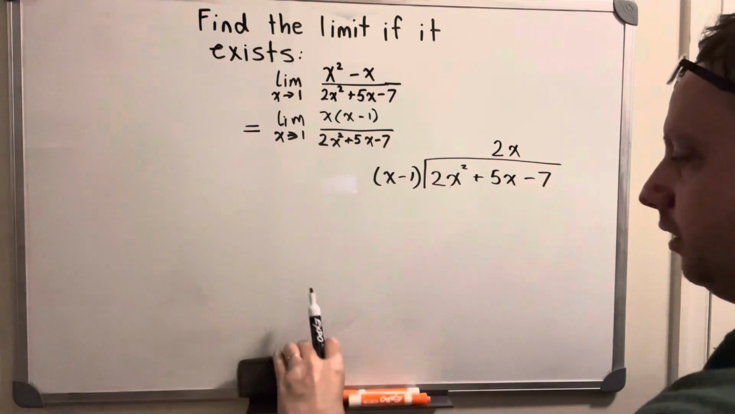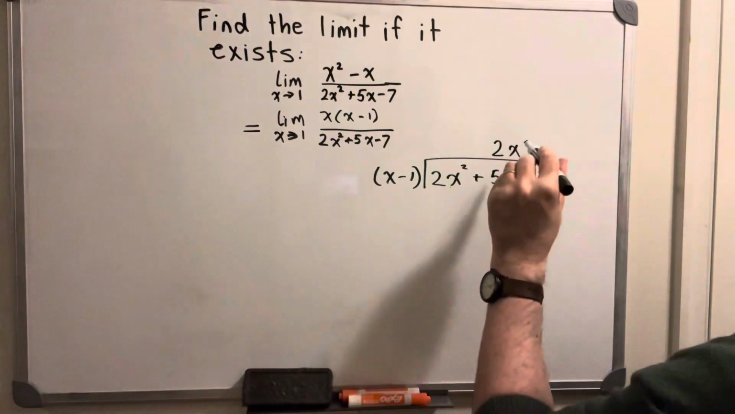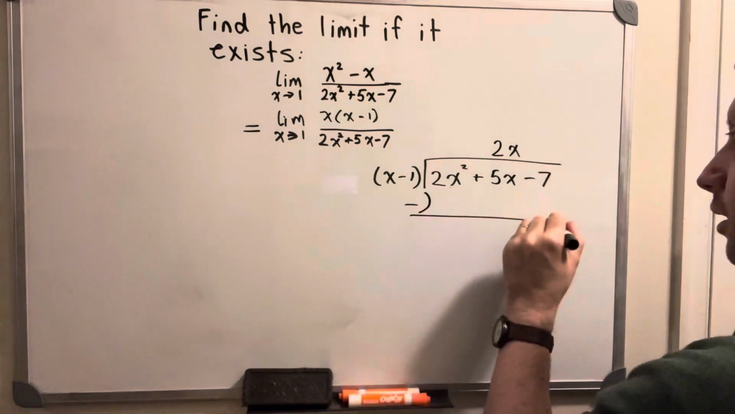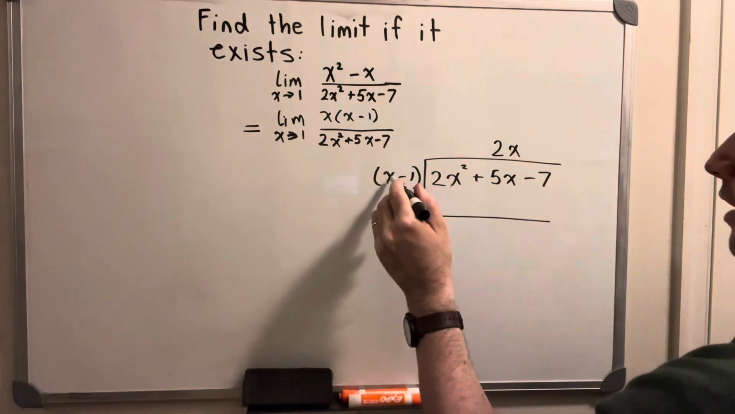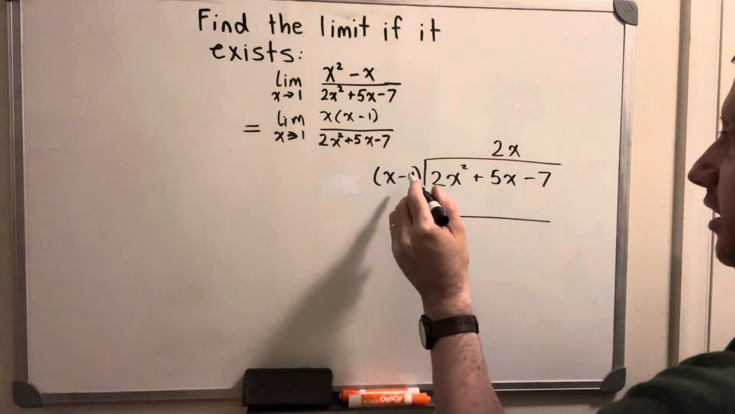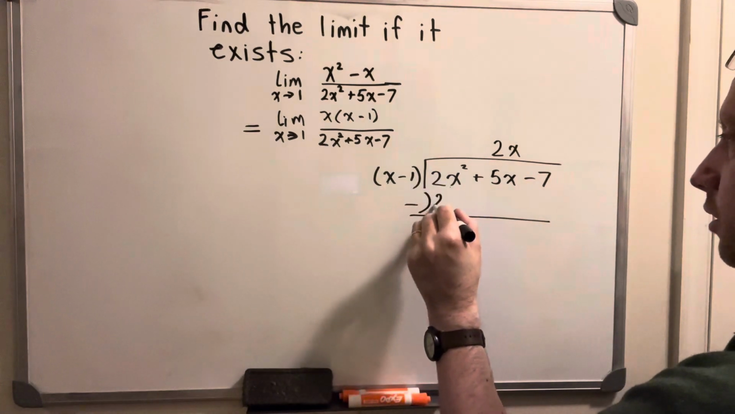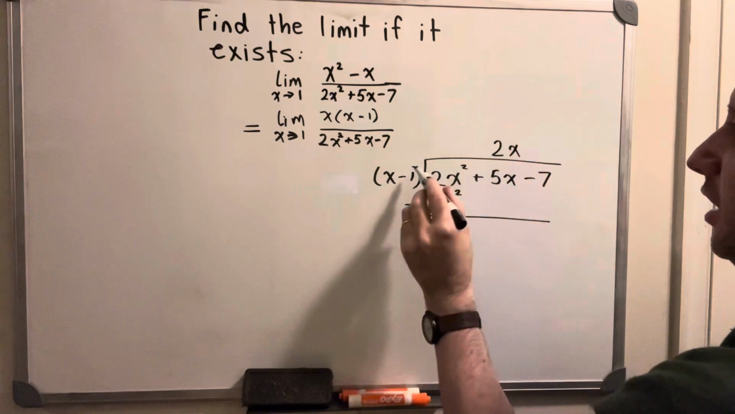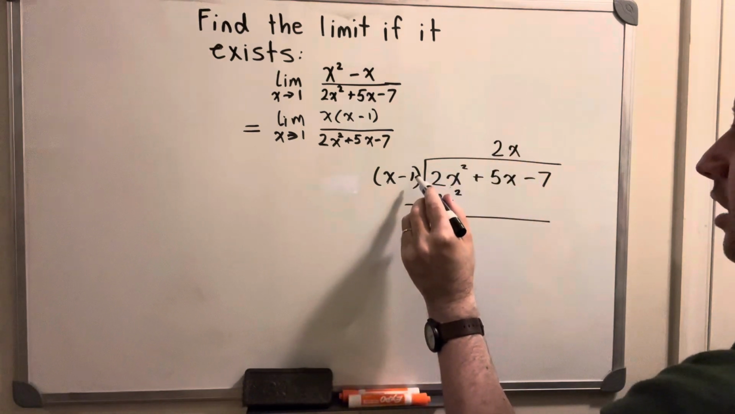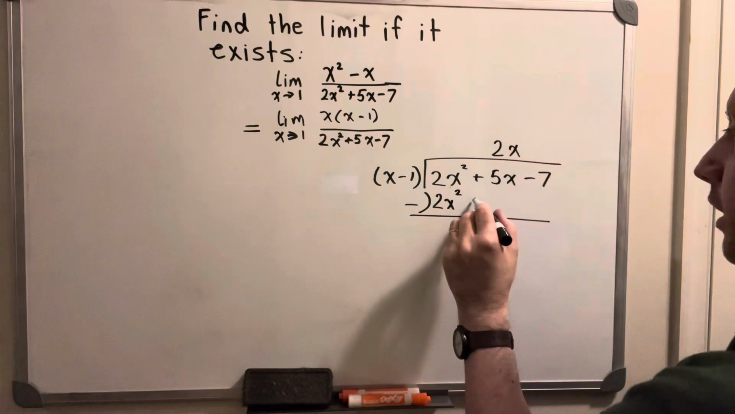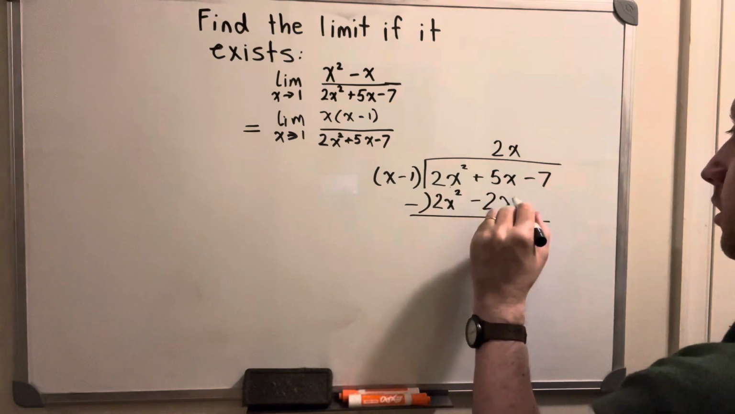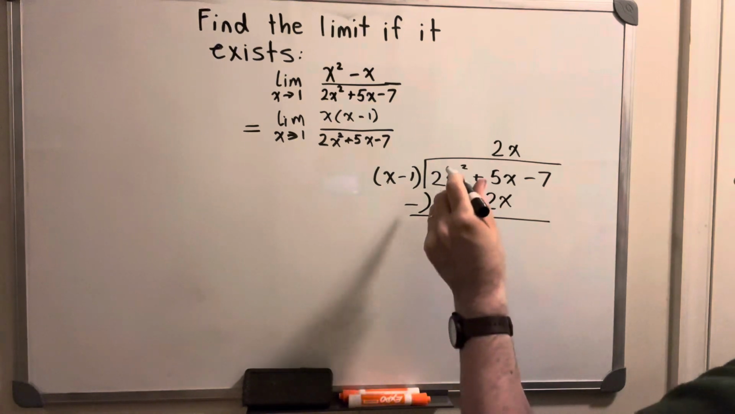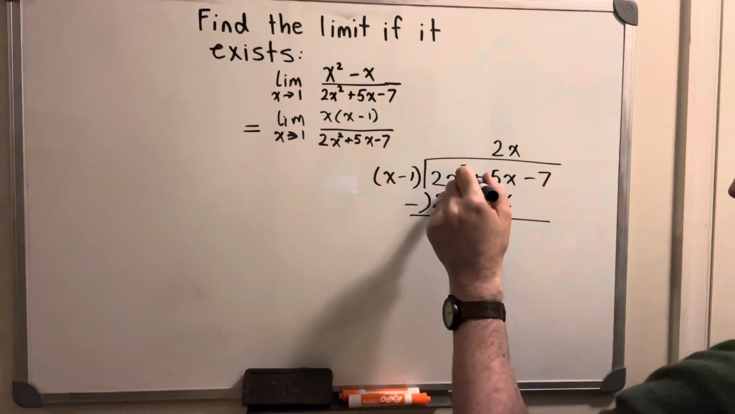Now that I've done that, I do a subtraction. Now 2x times x, as we figured out, is 2x squared. 2x times minus 1 is minus 2x. Okay, now we do a subtraction. It's a lot like integer long division.